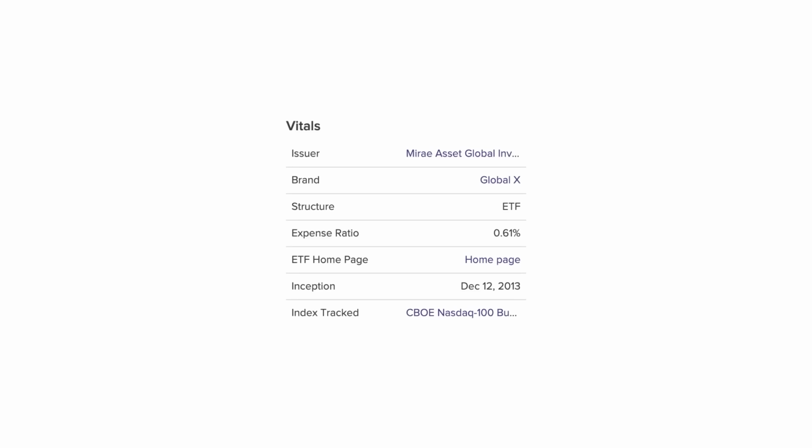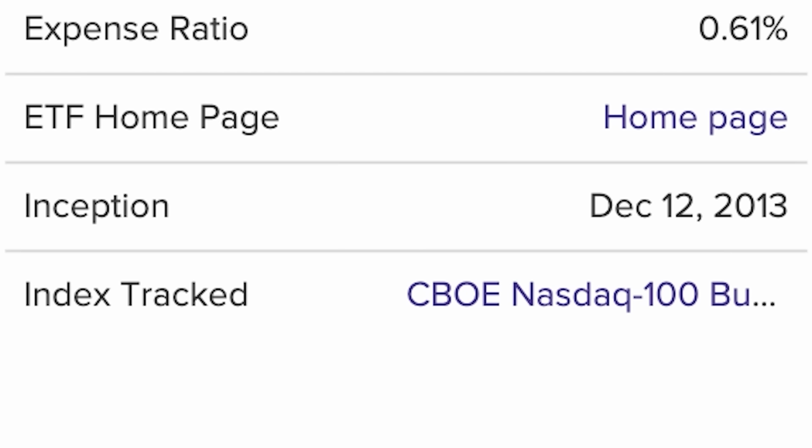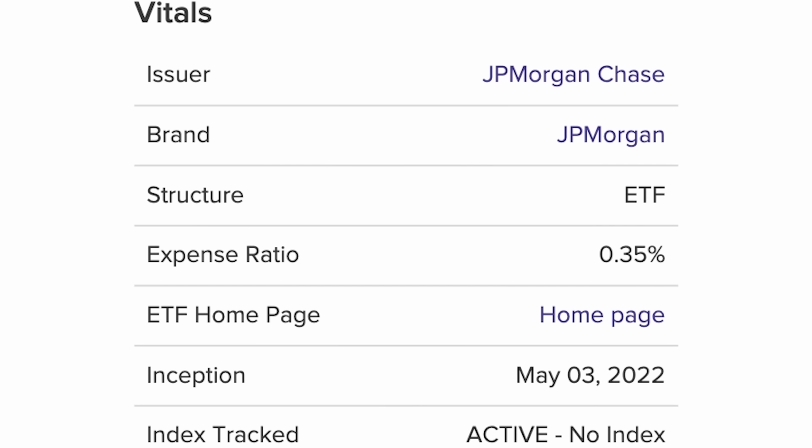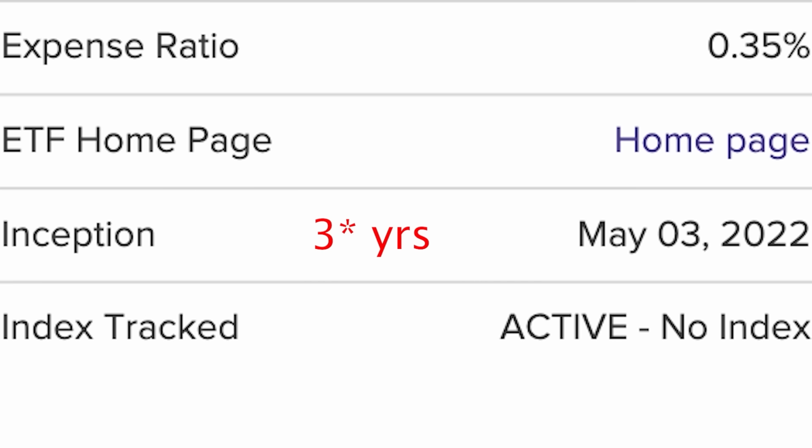Now, unfortunately, this chart doesn't give us an accurate picture because their inception dates are very far apart. QYLD has been around for over 10 years, while JEPQ has been around for less than 2 years. So you have to dig a little deeper.